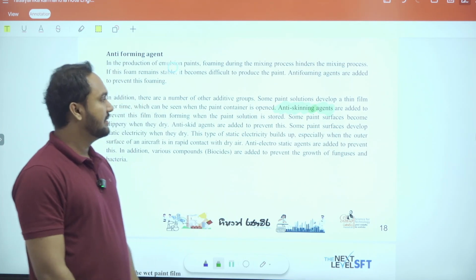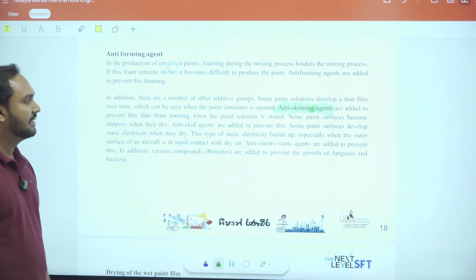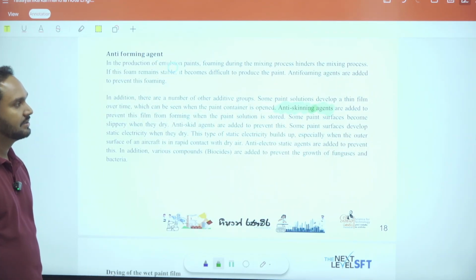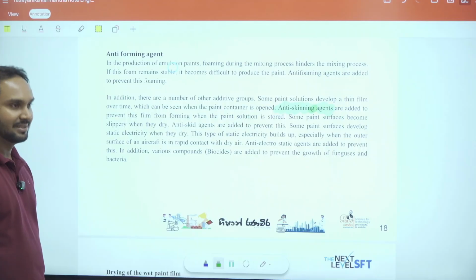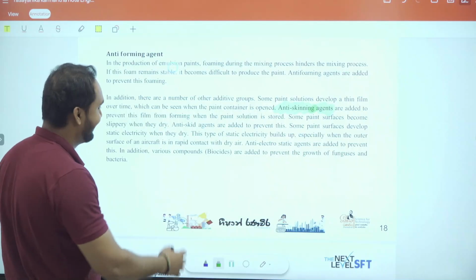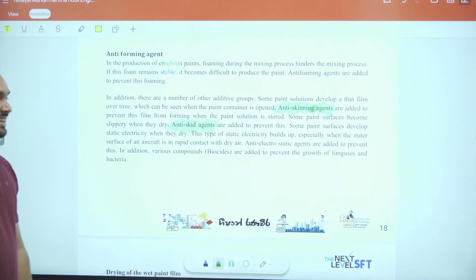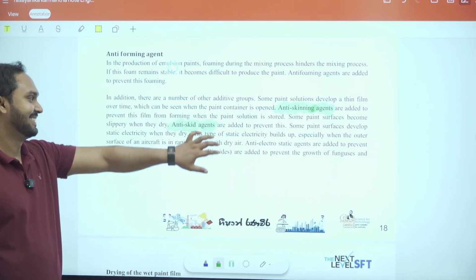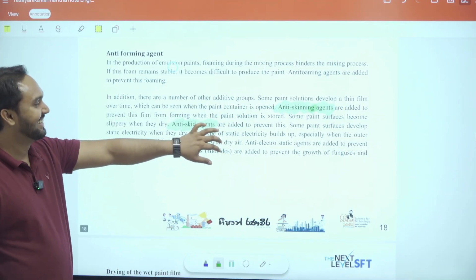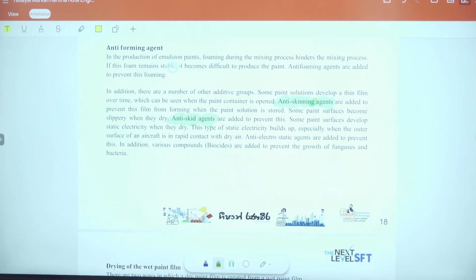Some paint surfaces become slippery when they dry. Anti-skid agents, what do you use for that? Remember those things. Anti-skid agents are used on slippery surfaces, added to prevent this.